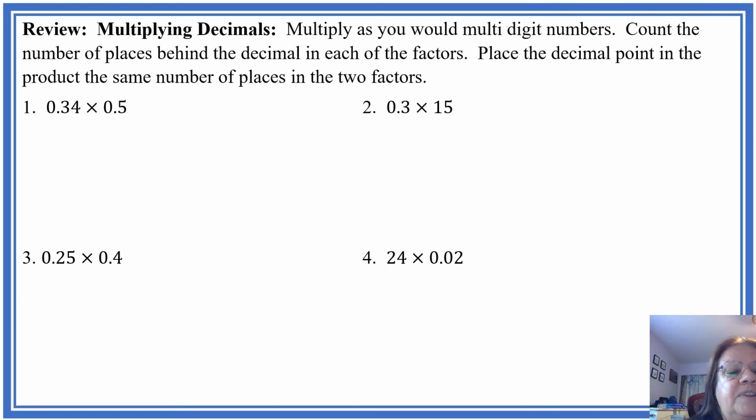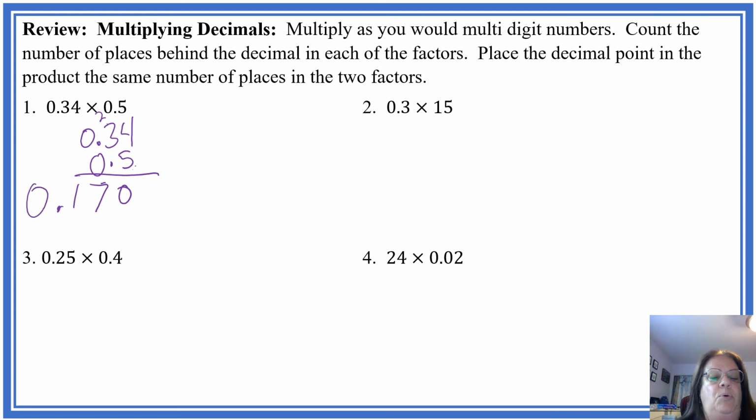Okay, so if I have 0.34 times 0.5. 5 times 4 is 20. Carry the 2. 5 times 3 is 15. Add the 2, I have 17. Put down the 7, and there we go. Now, how many decimal places do I have? 1, 2, 3. So my answer would be 0.017.